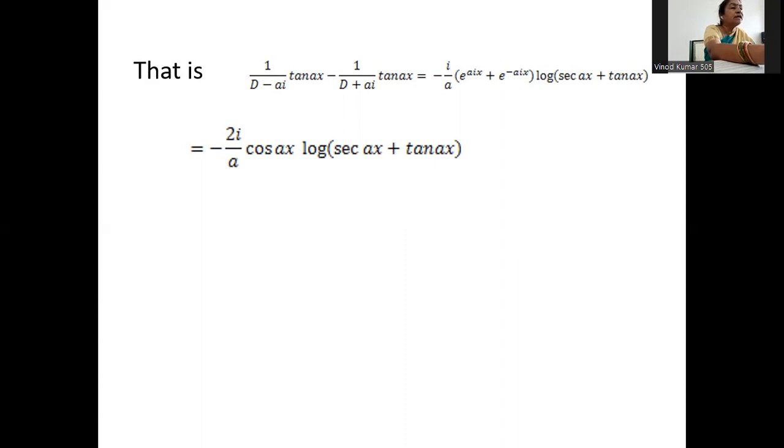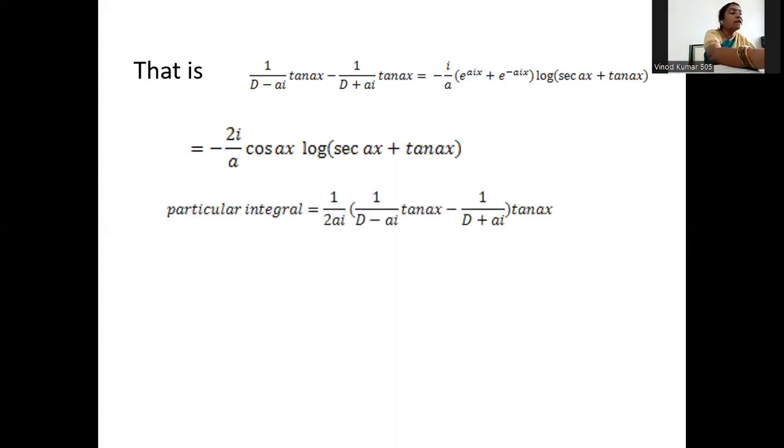We know that (e to the power of i theta plus e to the power of minus i theta) by 2 is equal to cos hyperbolic theta. This is equal to minus 2i by a cos hyperbolic iax into log secant ax plus tan ax. But cos hyperbolic i theta is cos theta. Therefore, this is equal to minus 2i by a cos ax into log mod secant ax plus tan ax.